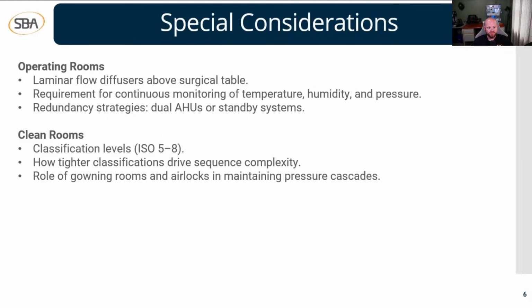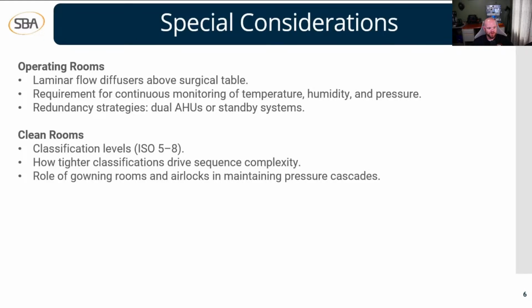Then we have redundant strategies down here at the bottom for operating rooms. This again just goes back to our redundant fan in the air handler. If we have a failure, we have a backup on standby just in case something goes wrong. So make sure you have redundancies in place. It's mechanical. Things that are mechanical are going to break eventually. It's just how it goes. So make sure you have redundant strategies in your sequences for some of these as well. So those are our special considerations for operating rooms.